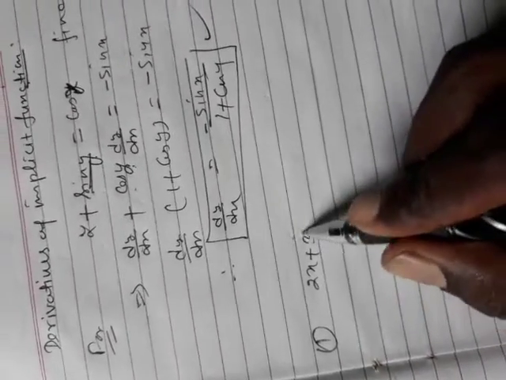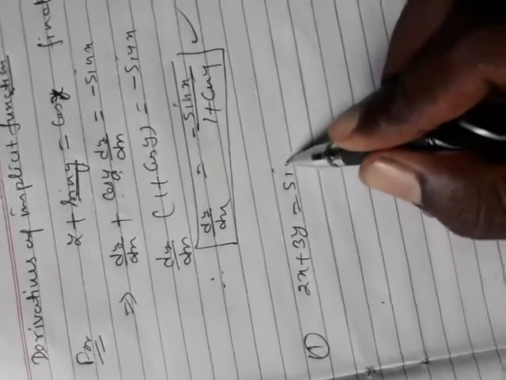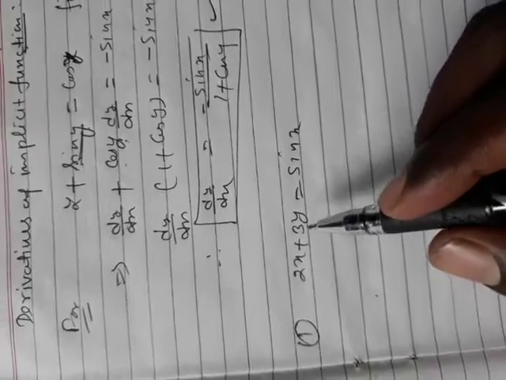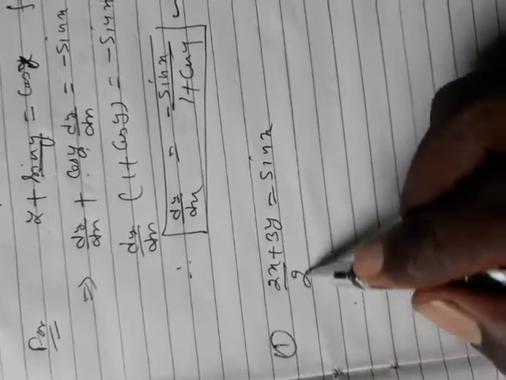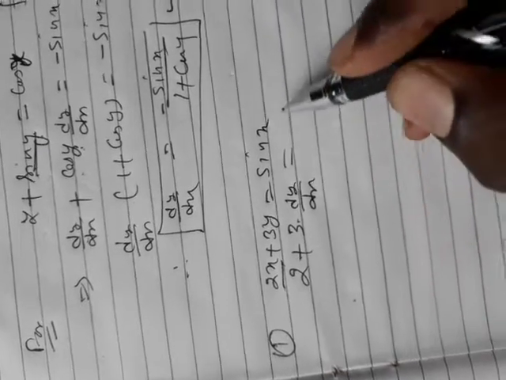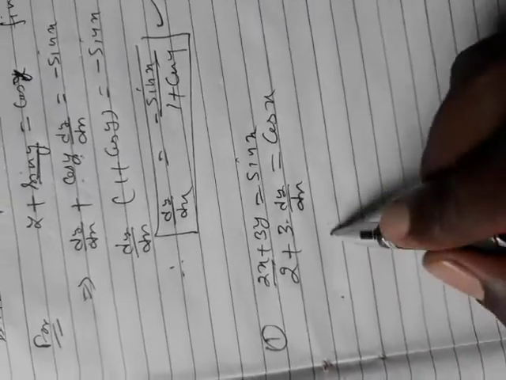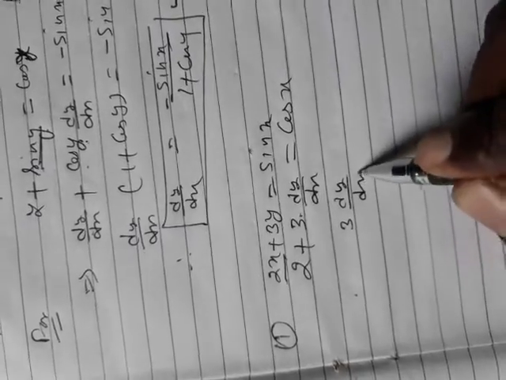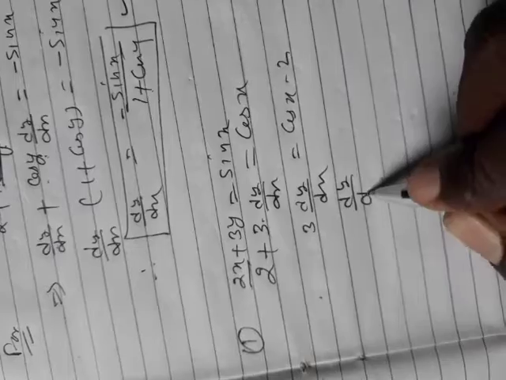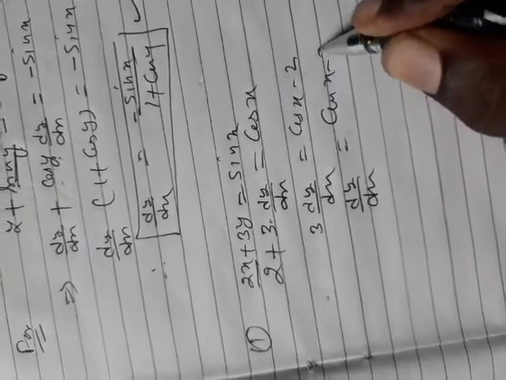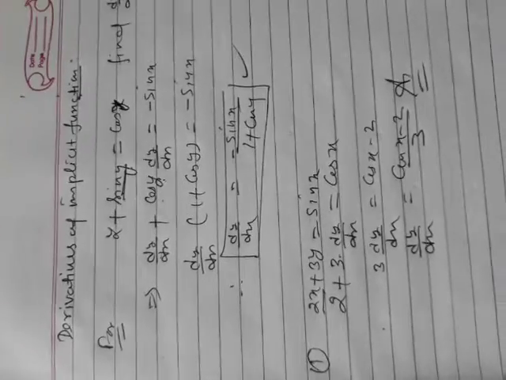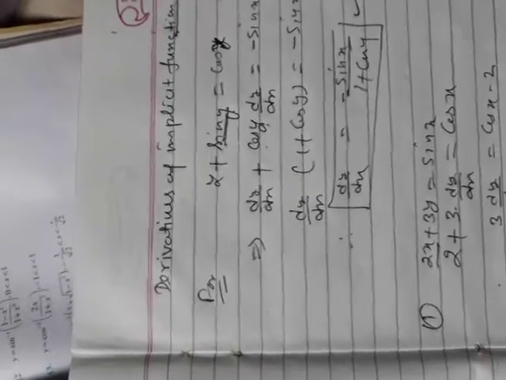2x plus 3y is equal to sin x, and differentiating both sides with respect to x, 2x they will differentiate, so you will get here 2 plus 3y, 3 into y we will differentiate as dy by dx, and sin x becomes cos x. So 3 dy by dx is equal to cos x minus 2, so dy by dx is equal to cos x minus 2 upon 3. This is the value of dy by dx. In this way we will complete the questions up to question number 6.